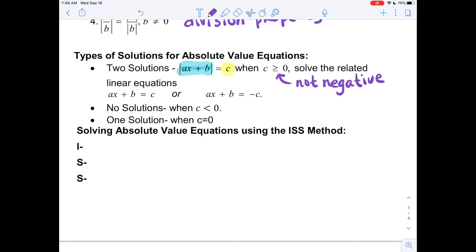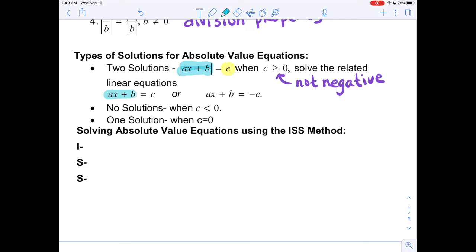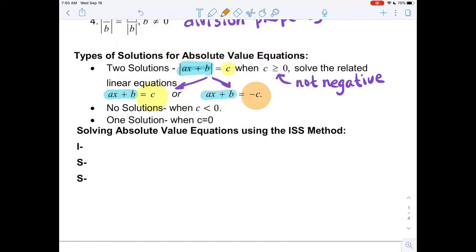So what we will do with the 2 solution scenario is that we are going to maintain what was in the absolute value bars, but we're going to take the absolute value bars away by considering 2 different cases. So this is going to split into 2 equations, one where c remains positive and the other where c is negative. So negative c. So by taking into account that what was inside the absolute value can be positive or negative, then we can get rid of the absolute value bars.